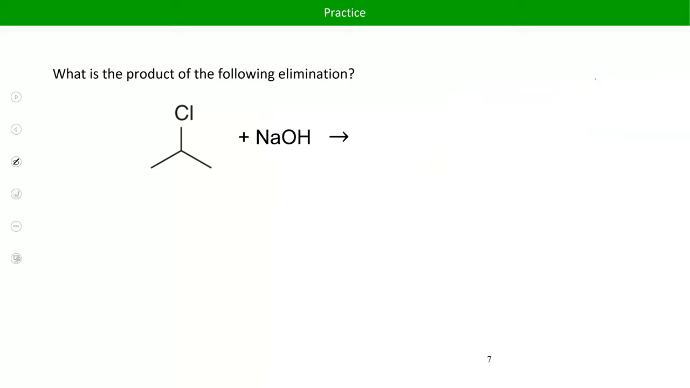Now, what if it goes through elimination? Hydroxide is a good nucleophile, but it's also a good base. So if it goes through an elimination reaction, we're still going to chop this chlorine off, but instead of attaching, the hydroxide is going to grab one of the hydrogens from an adjacent carbon. Because remember, we have all of these hydrogens attached right here, right? So if hydroxide, instead of acting as a nucleophile, instead of coming in here and attacking this carbon, just grabs one of these hydrogens instead, these electrons can move over. We wind up making propene.